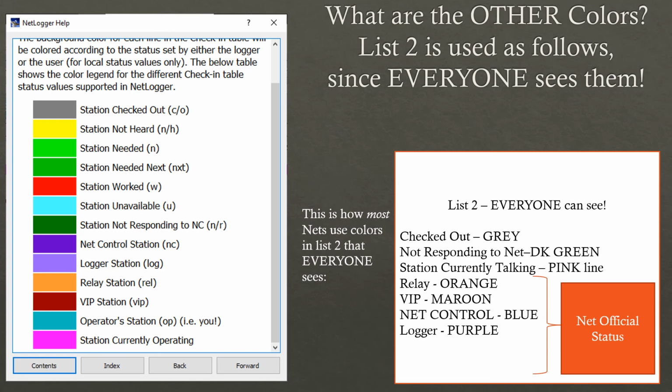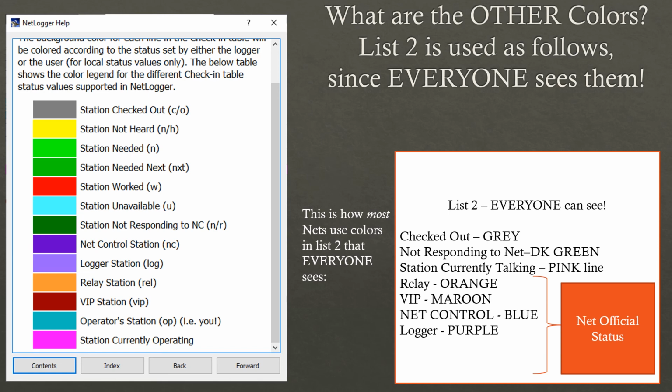The 4 most common colors that you will see, at least for most of the nets that are official nets and use this system, are relay station, which is an orange color, a VIP station, which is a maroon color, and that doesn't necessarily mean it's an important person. It could be the president of the club. It could be somebody celebrating a birthday. It could just be somebody that needs to be marked for a particular reason to draw attention to them.